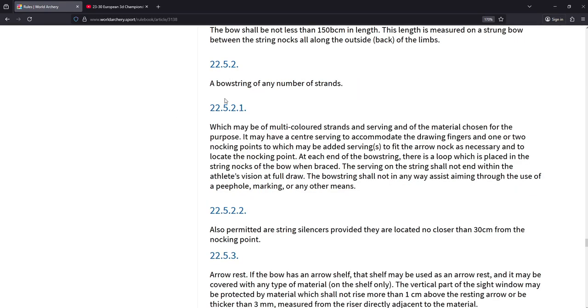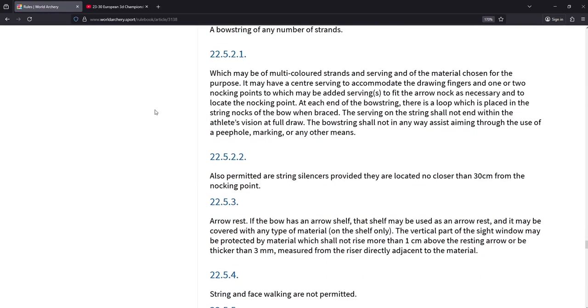22.5.2. You can use a bowstring in any number of strands, no limitation on material. So it doesn't have to be synthetic, it doesn't have to be natural. It can be any material and any number of strands. Next rule. The strands can be multicolored and the serving can be used. The serving can be used to accommodate drawing fingers and 1 or 2 knocking points, which can be padded to have extra fit for the knock if necessary.